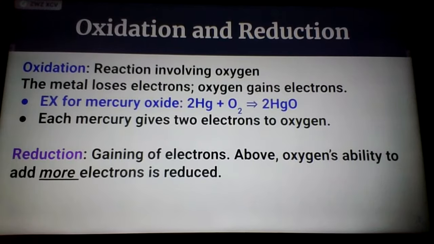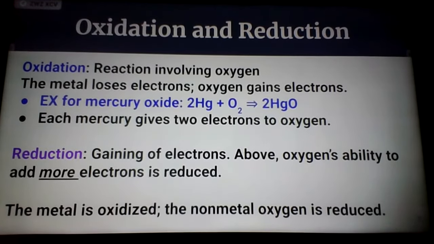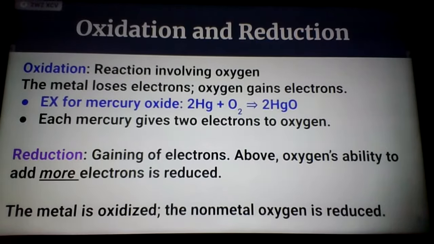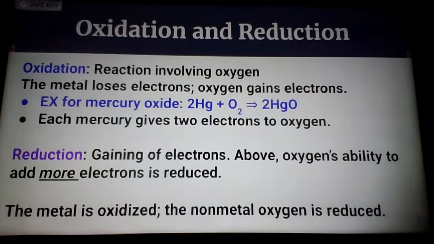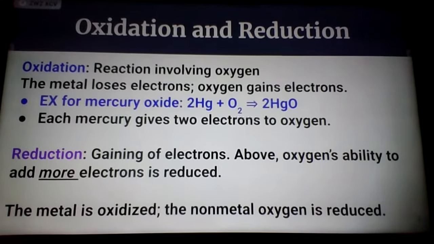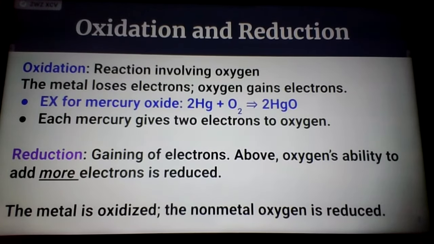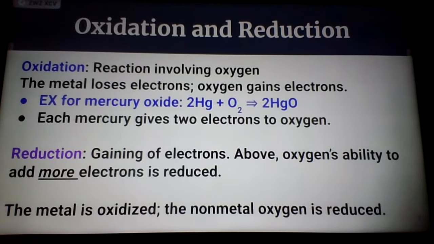Therefore, those atoms don't want to gain any more. So they reduced their ability to add more electrons once they reach their 8 that they want in the valence level. The metal is oxidized, the nonmetal oxygen is reduced. So oxidation is when the metal, in that case mercury, gives away the electrons, and the reduction is the oxygen adding those electrons and now cannot add any more. That ability has now been reduced. Metal's oxidized, nonmetal oxygen is reduced. Ready?